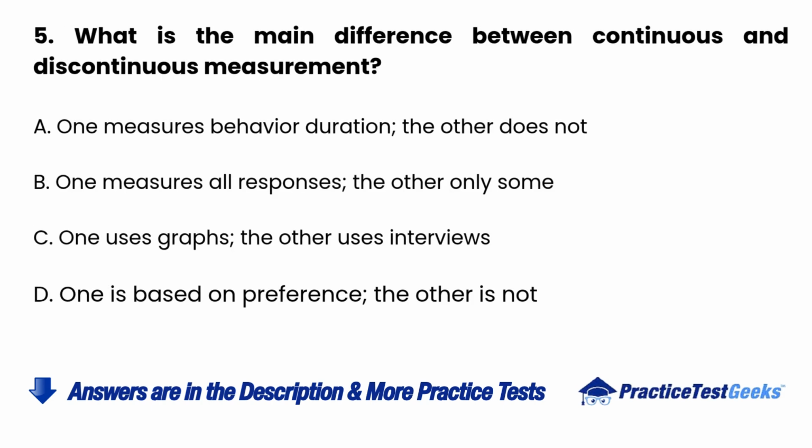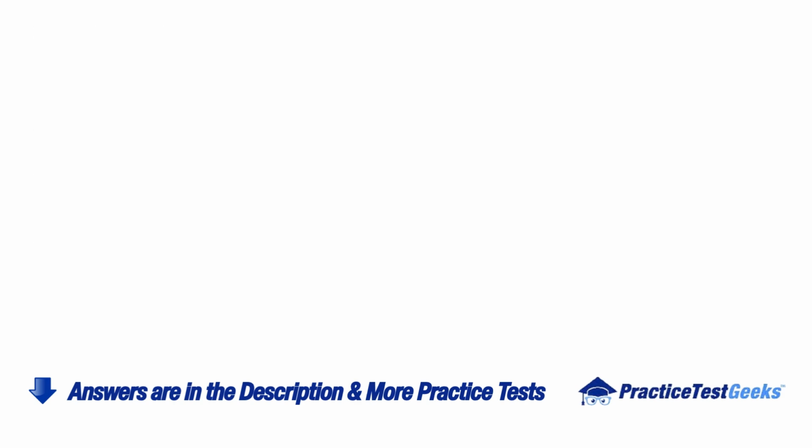5. What is the main difference between continuous and discontinuous measurement? A. One measures behavior duration, the other does not. B. One measures all responses, the other only some. C. One uses graphs, the other uses interviews. D. One is based on preference, the other is not.